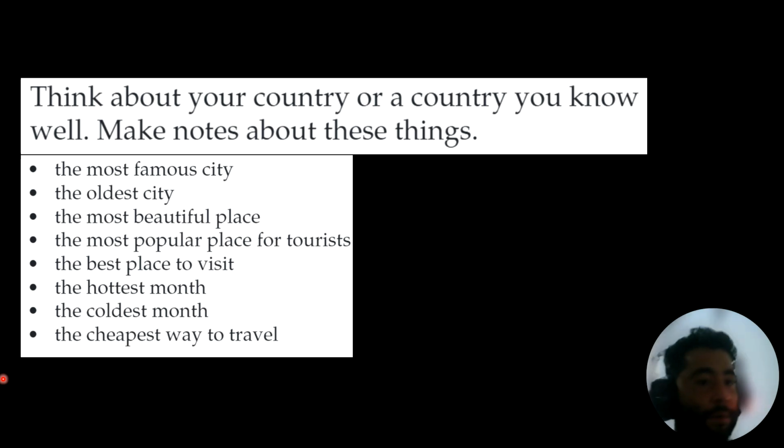Again, you can take a couple of minutes to reflect, to think about your country or a country that you know. Maybe you can take notes or make a little description in your mind describing the hottest month or the best place to visit or the oldest city or the cheapest way to travel. So you can take those elements to reflect and to make a description about your country or a country that you know.